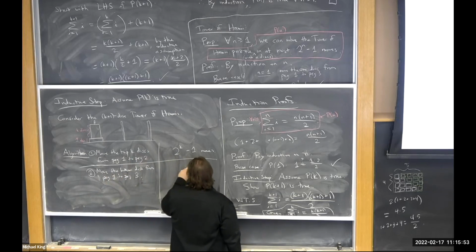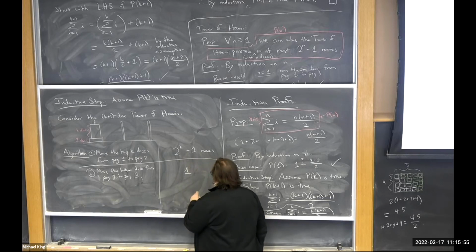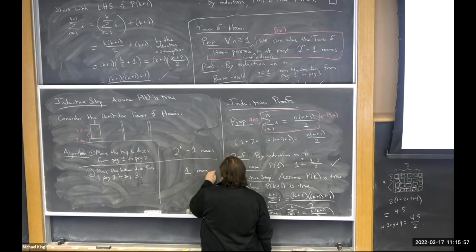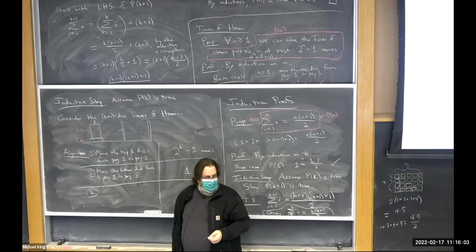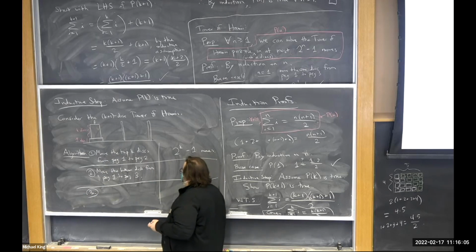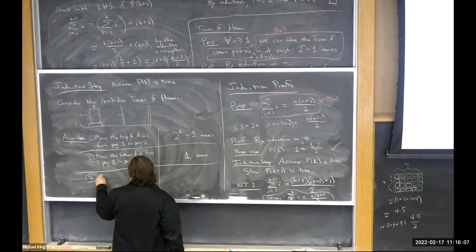That's 1 move. And yeah, this is the algorithm you guys told me, right? Move the top k disks from peg 2 to peg 3.